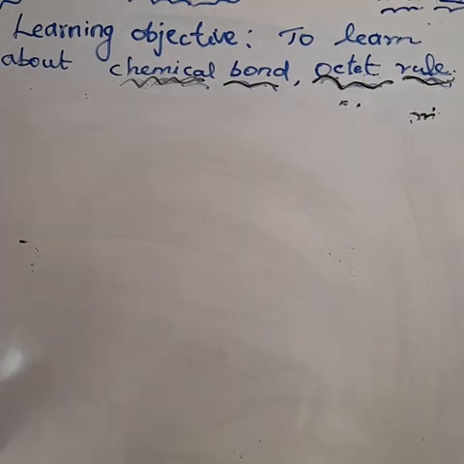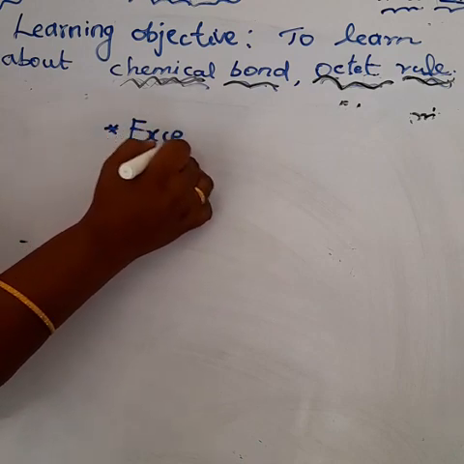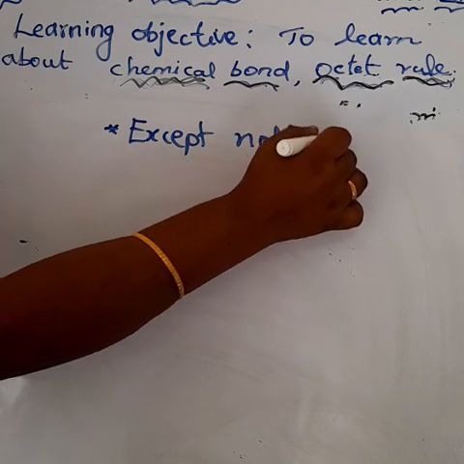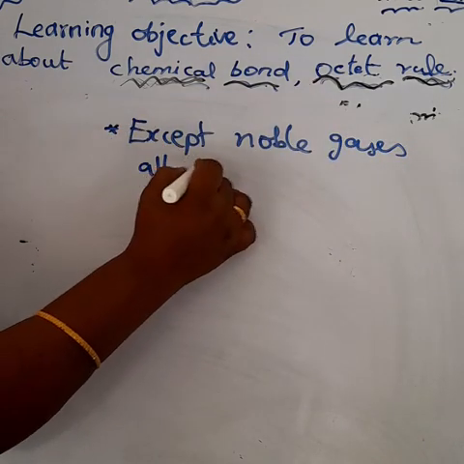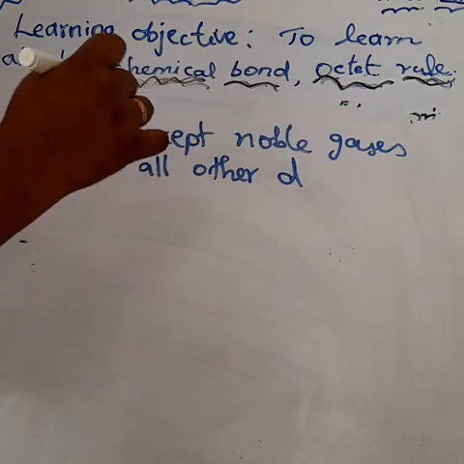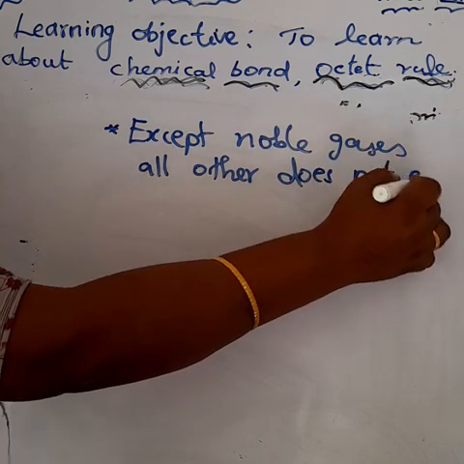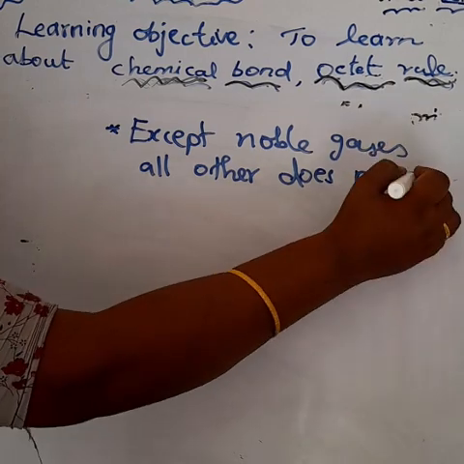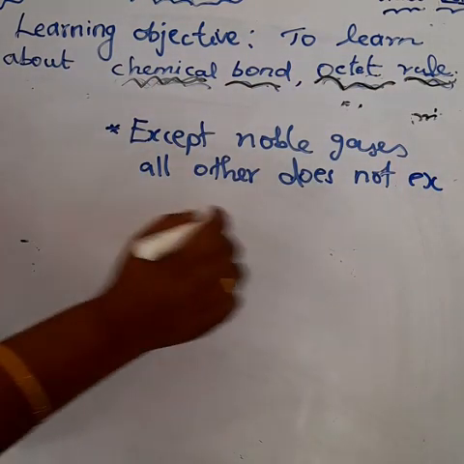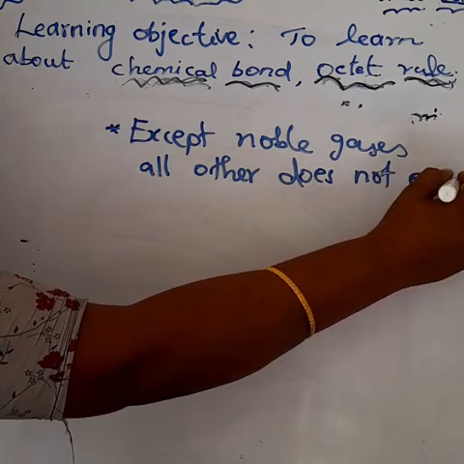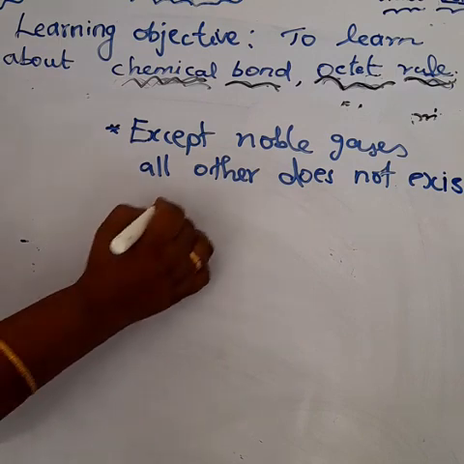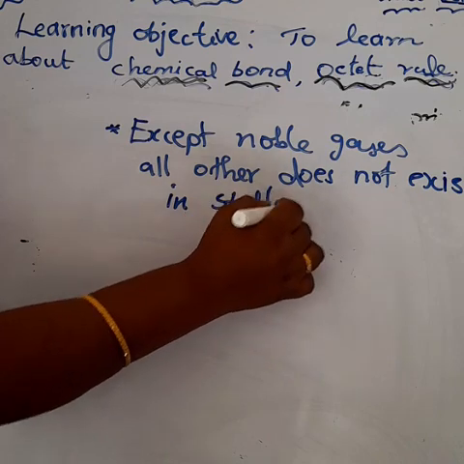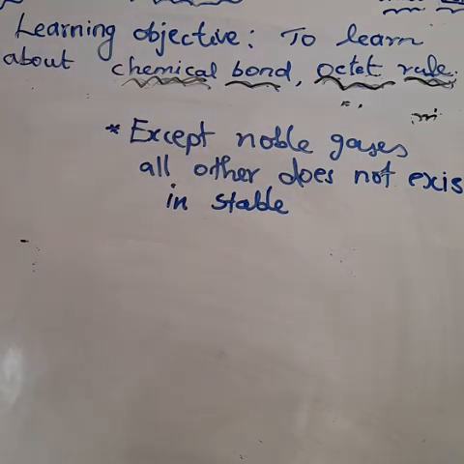Except noble gases, all the other atoms do not exist in a stable state, because they do not have 8 electrons in their outermost orbit.